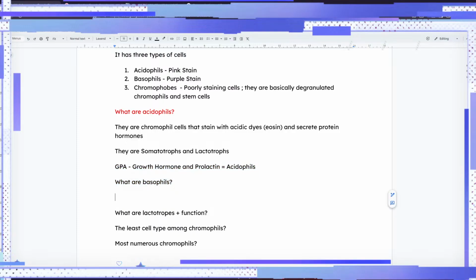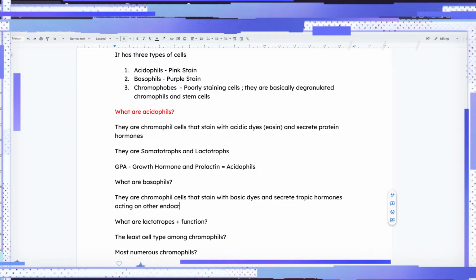What are basophils? Basophils, on the other hand, of course, are chromophil cells, but they stain with a basic dye and they secrete tropic hormones, which act on other endocrine glands. That's such a simple way to remember it. Chromophil cells that stain with basic dyes and secrete tropic hormones acting on other endocrine glands. That's a very fun, simple point.